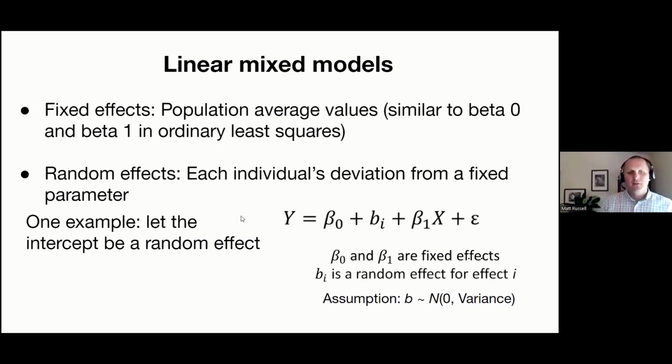Here's an example. You can make the intercept of a simple linear regression model be random, and that's what I'm showing here with the little b sub i. Our fixed effects, beta 0 and beta 1, are similar to what they might be in a simple linear regression, but the little b sub i is the random effect for effect i. Say that i might be species in this case. X might be our tree diameter, Y might be our tree volume. We might be interested in specifying a random effect of species on this relationship.